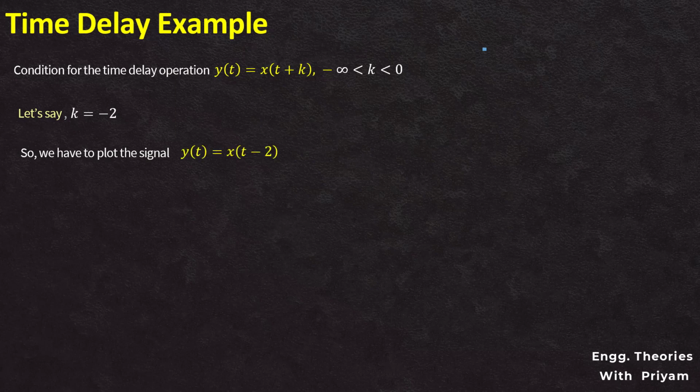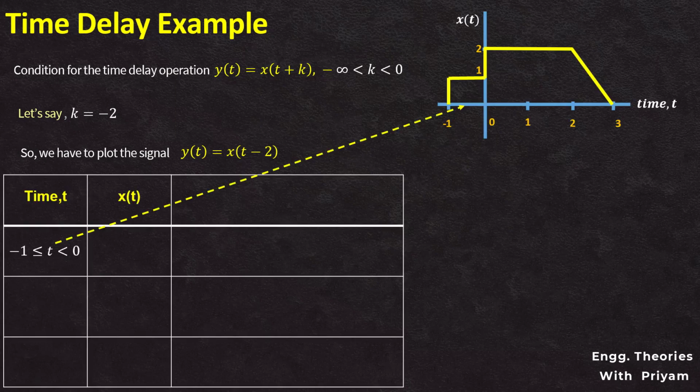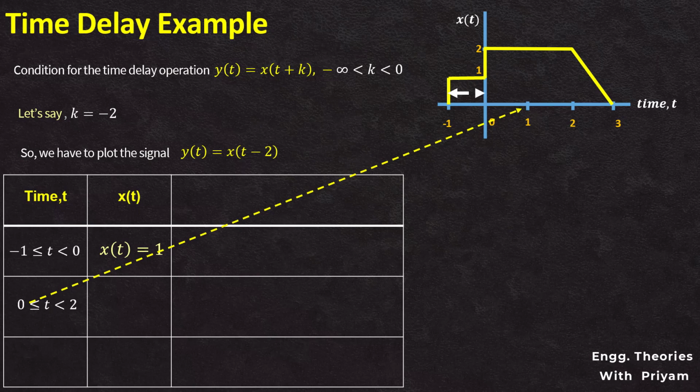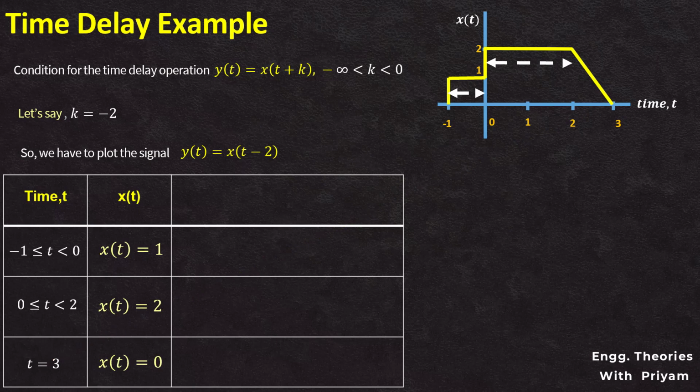Again, we will make the table observing the different values of x(t) at different time instants. Like previous, on the time t greater than or equal to -1 and less than 0, the signal x(t) has the value of 1, and on the time t greater than or equal to 0 and less than 2, the signal x(t) has the value of 2, and on the time t is equal to 3, the signal x(t) has the value of 0. Now we have to calculate the signal y(t), which is equal to x(t-2). As y(t) is equal to x(t-2), this is a time delay operation. Here we have to delay the signal x(t) by a time instant of 2, or we need to simply shift the signal x(t) to the right by a value of 2 in the time axis.